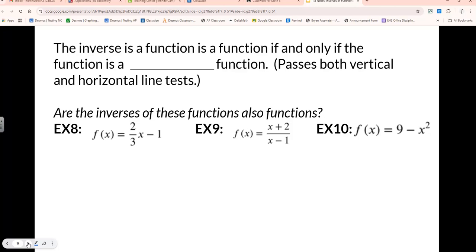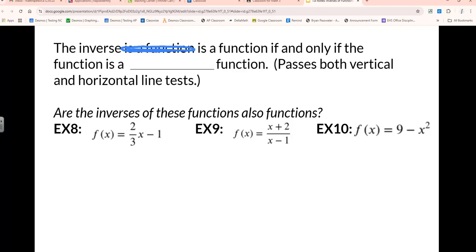I think I already wrote this down because I forgot it was here. The inverse is a function. That's not worded correctly. Take one of those out. The inverse is a function if and only if the function is a blank kind of function.